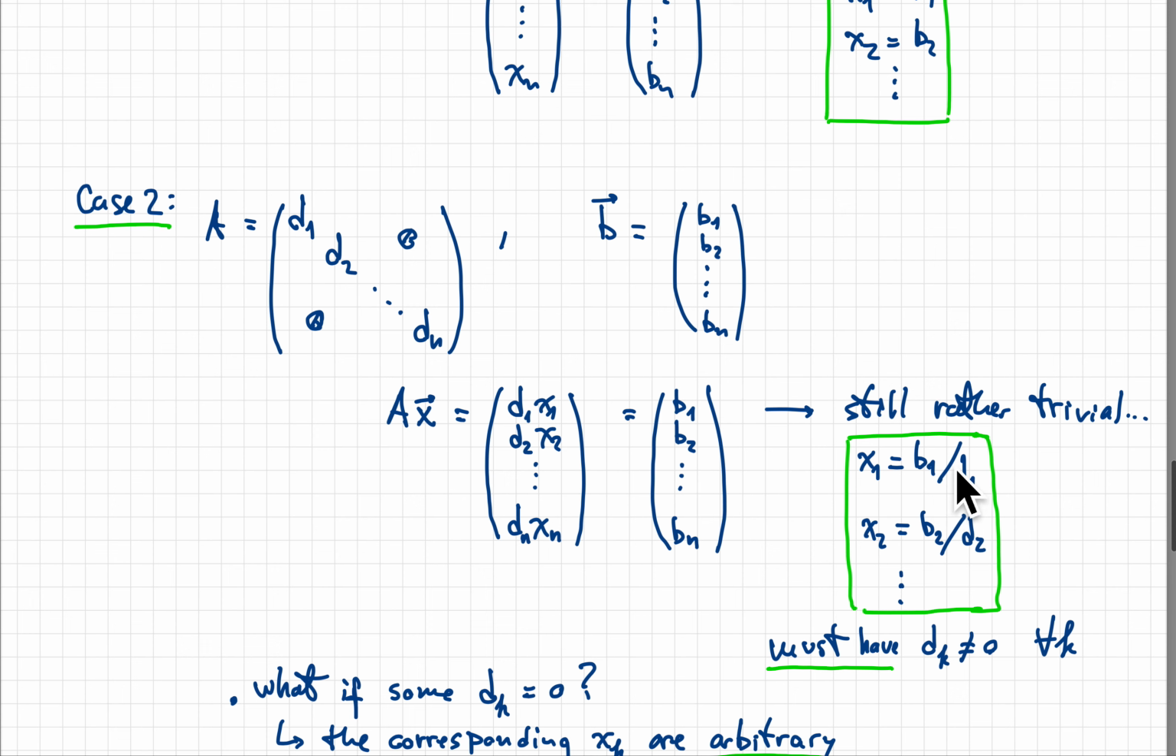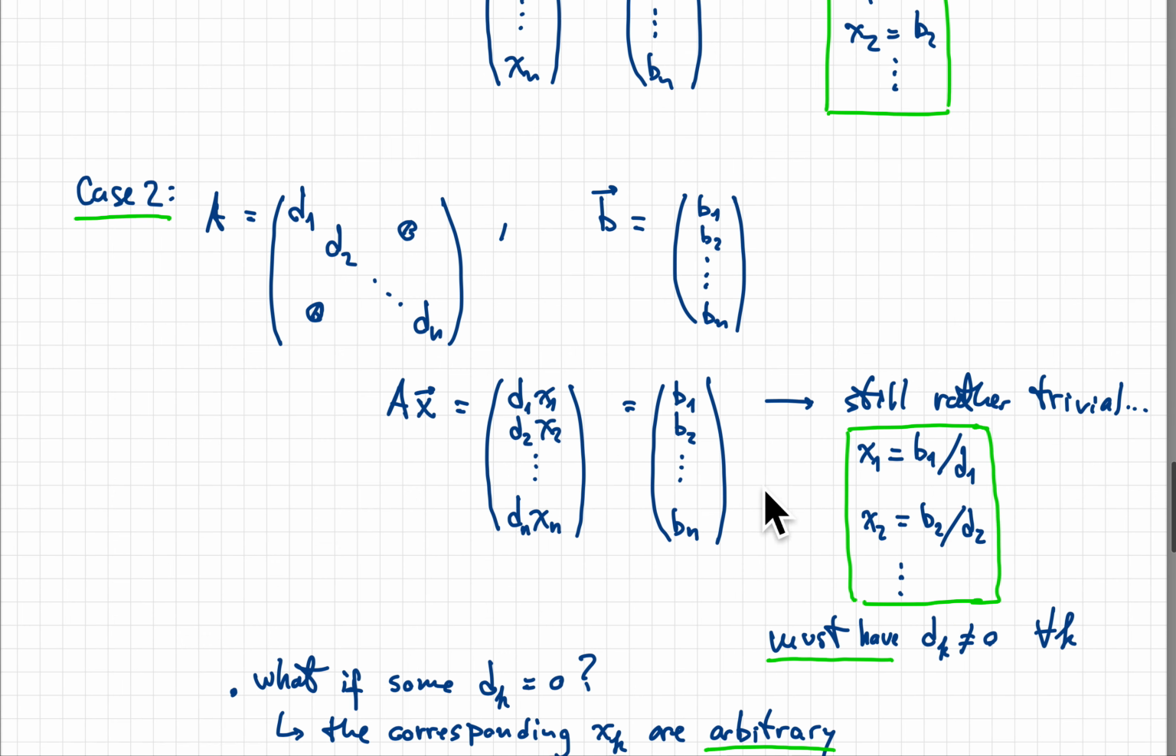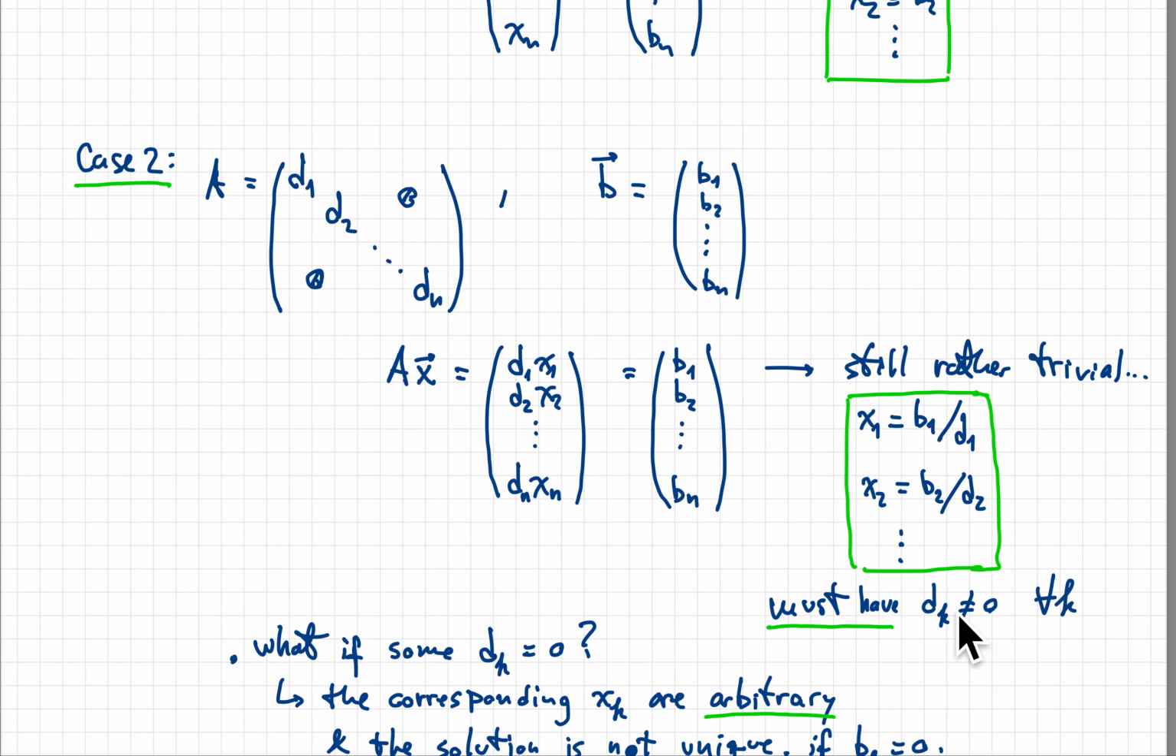So x1 must be b1 divided by d1, x2 is b2 divided by d2, and so on and so forth. Now, in order to do these operations, we must have that all the d's are non-zero. So all these d's have to be non-zero for us to be able to do this. Otherwise, we'll run into trouble.